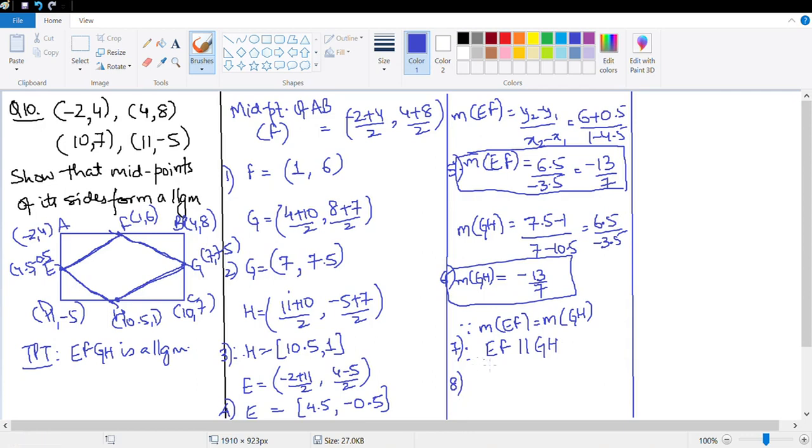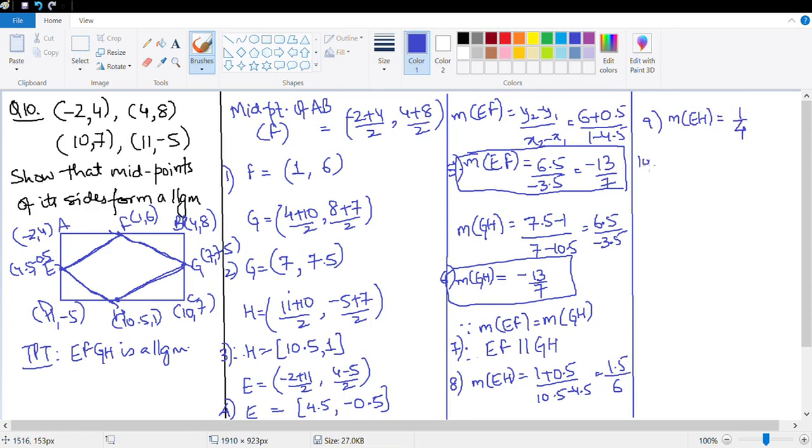Let's go to number 8. Let's figure out the slope of EH. So slope of EH, that will be 1 minus negative 0.5, which means 1 plus 0.5 upon 10.5 minus 4.5, which means 1.5 upon 6. So this will be equal to M of EH will be equal to 1.5 upon 6, which means 1 upon 4.